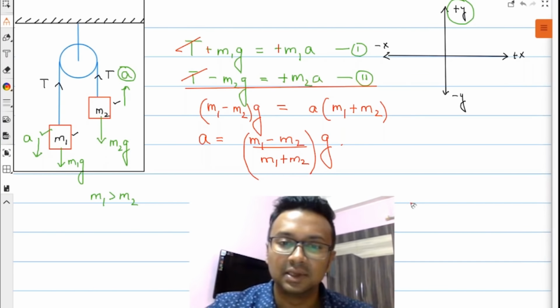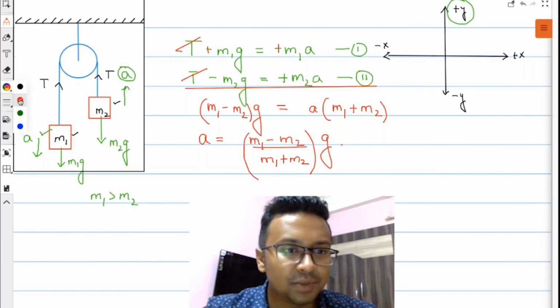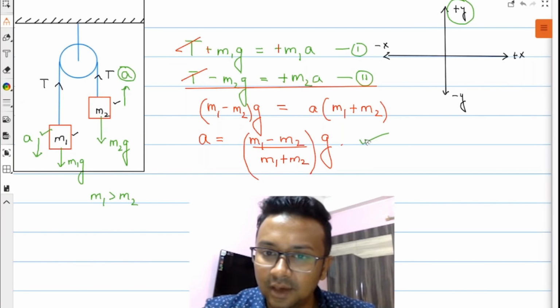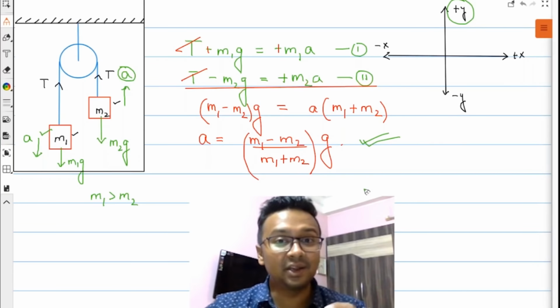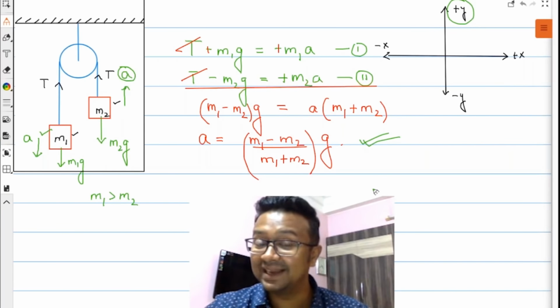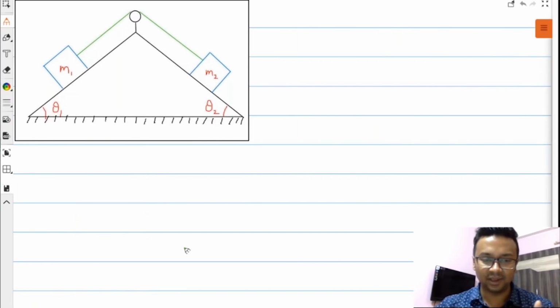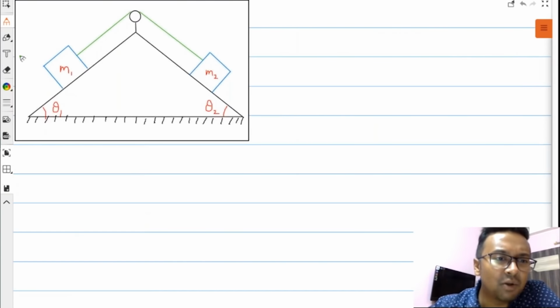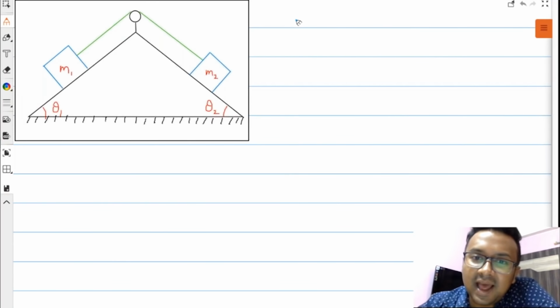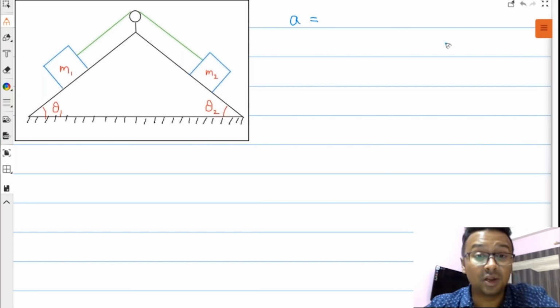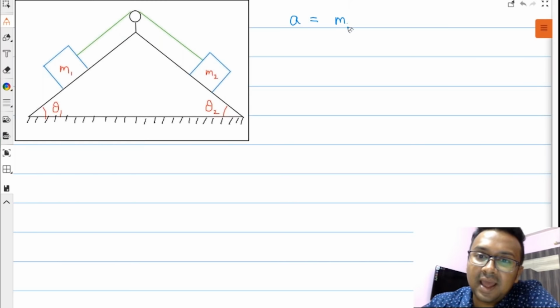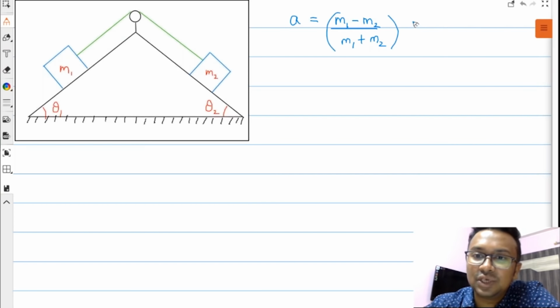Just one formula, the basic formula, just remember this. Okay? And I'm going to extend it to other scenarios. How exactly? Let's have a look. So let's take this one. Students, in the previous problem, what did you get? Acceleration was equal to M1 minus M2 divided by M1 plus M2 into G.